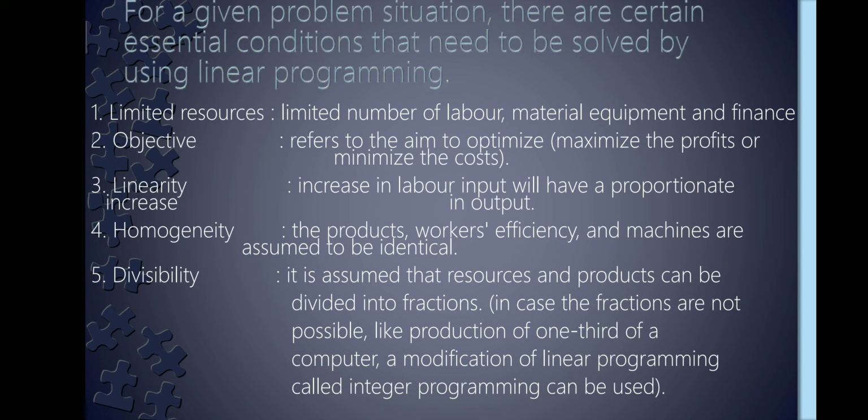Then homogeneity. Homogeneity means that the products, workers, efficiency and machines are assumed to be identical. Normally homogeneity refers to identical things. Here we are assuming these things to be identical in nature.